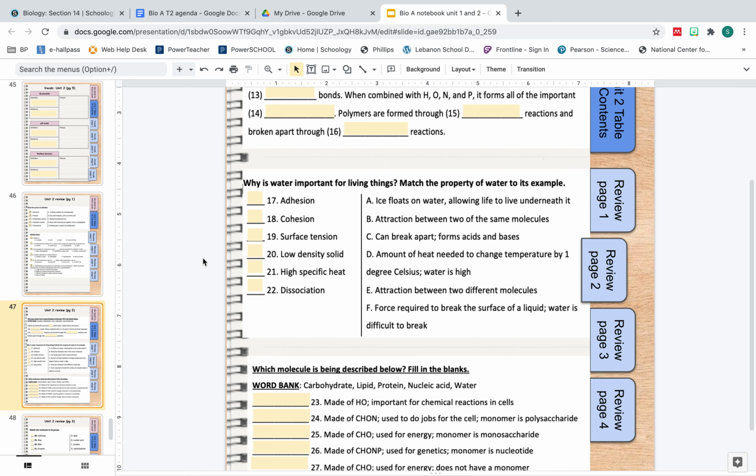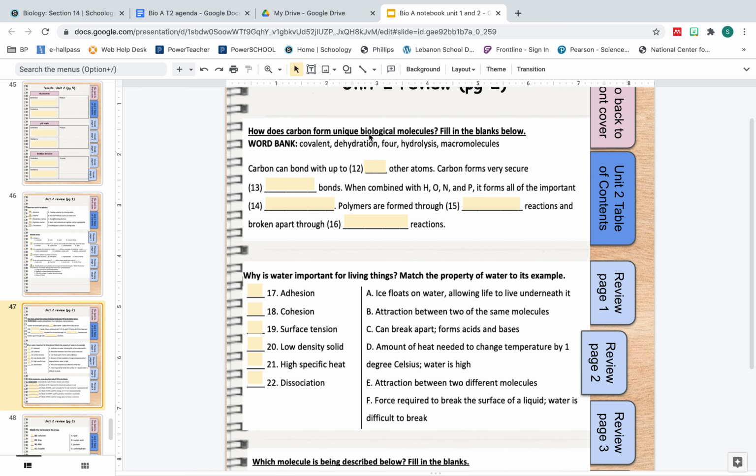Page 2 or slide 47. There's a word bank along the top here, and you're going to fill in the blanks. Carbon can bond with up to blank other atoms. There's only one word in here that's a number, so it has to be 4. Or if you'd like to just write 4, that's fine. Carbon forms very secure blank bonds.